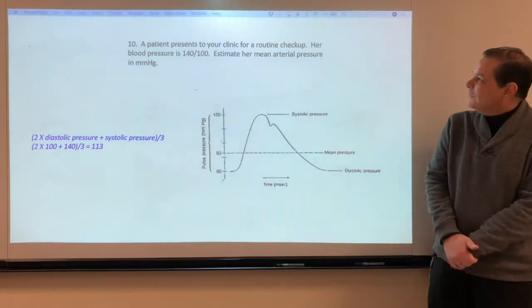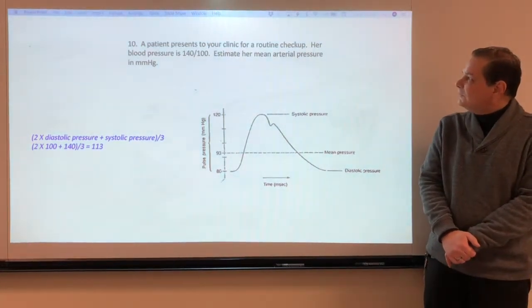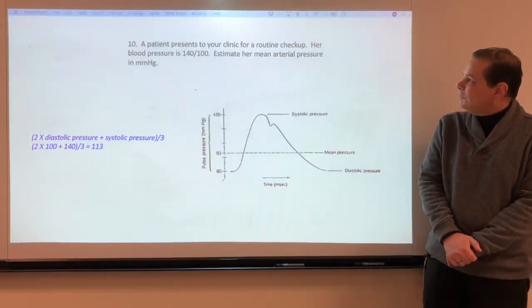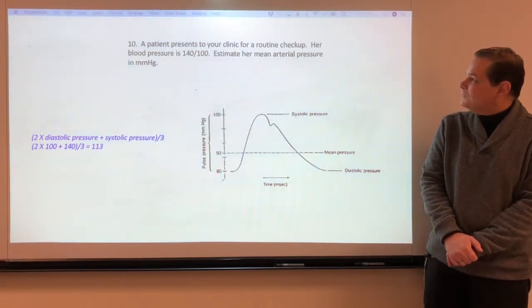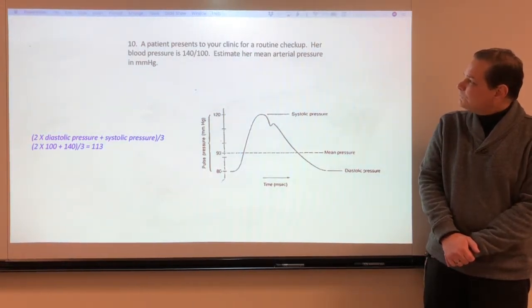You have mastery question number 10. A patient presents to your clinic for a routine checkup. Her blood pressure is 140 over 100, which is quite high. Estimate her mean arterial pressure.